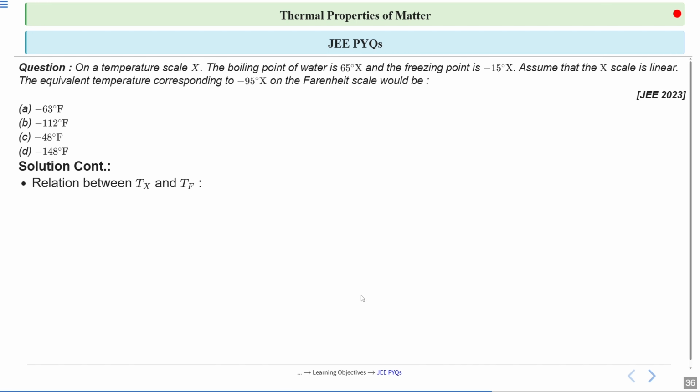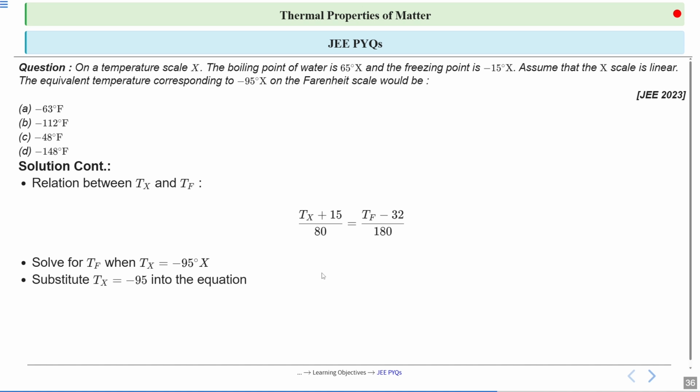So the relation between Tx and Tf is Tx plus 15 divided by 80 is equal to Tf minus 32 divided by 180. So solve for Tf when Tx is equal to minus 95 degrees X. So substitute Tx is equal to minus 95 into the equation. So it will be minus 95 plus 15 divided by 80 is equal to Tf minus 32 divided by 180. Here we just put all the given values in the linear relationship equation.